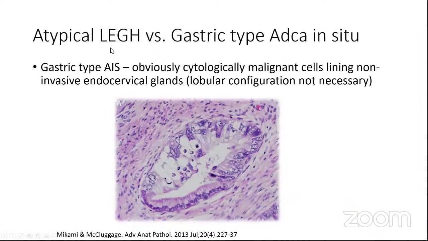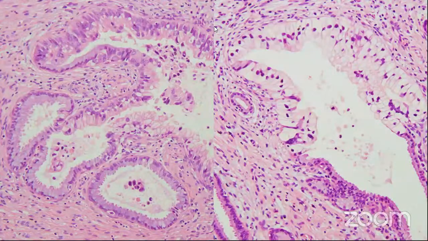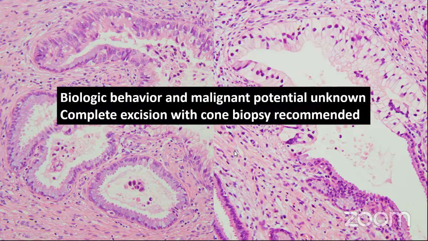So we have atypical LEGH and gastric type adenocarcinoma in situ. We think they're all probably part of the same process, the same pre-neoplastic lesion, but that it's really just a difference of architecture. In LEGH, you have that lobular hyperplastic proliferation, whereas in gastric type AIS, you may not have that, but you can still have colonization or partial replacement of normal endocervical glands by what looks like gastric type adenocarcinoma. The biologic behavior and malignant potential is really unknown, and it's difficult to do prospective studies on these. But if you do see these on biopsy or curettage, complete excision with a cone biopsy is recommended.